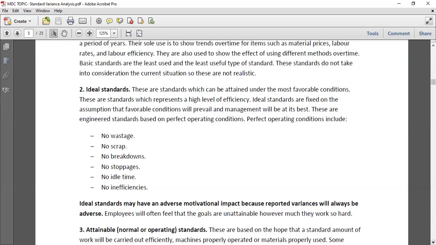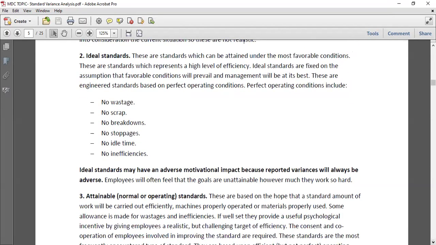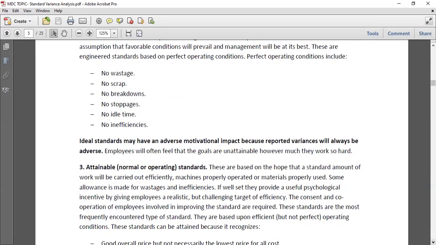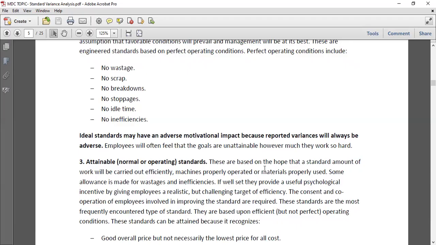So then we have what we call the attainable or normal operating standards. Now, these ones are basically standards that can be achieved. So management is able to take into consideration any challenges that might come along the way, like wastage, or any machine breakdown. So it knows that maybe every week a machine may break down, maybe once in a week. Management is able to take into consideration all that, and then it goes ahead to set these standards.